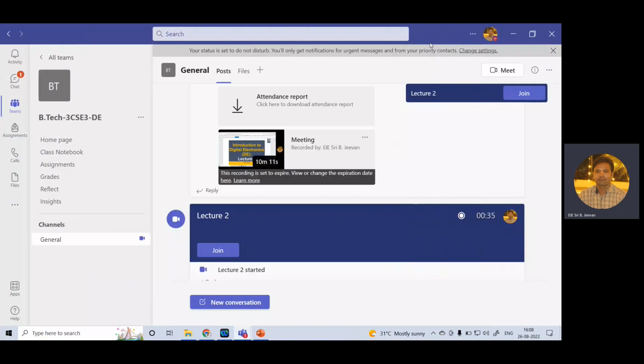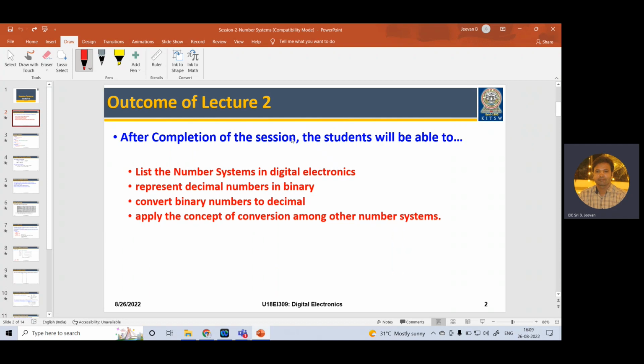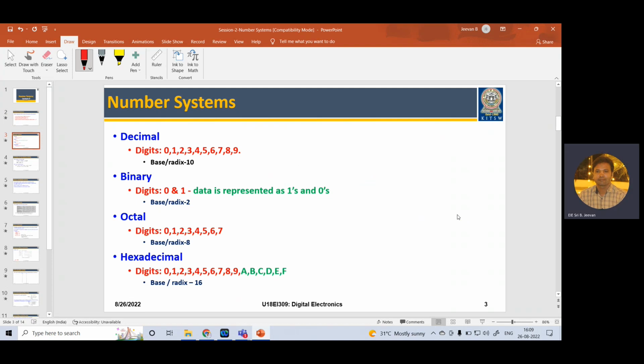Dear students, welcome to lecture 2, which deals with number systems. After completion of this lecture, we'll be able to list the number systems, represent a decimal number in binary, convert binary numbers to decimal, and convert among other number systems. Now, we know that the basic number systems are four types: decimal, binary, octal, and hexadecimal.